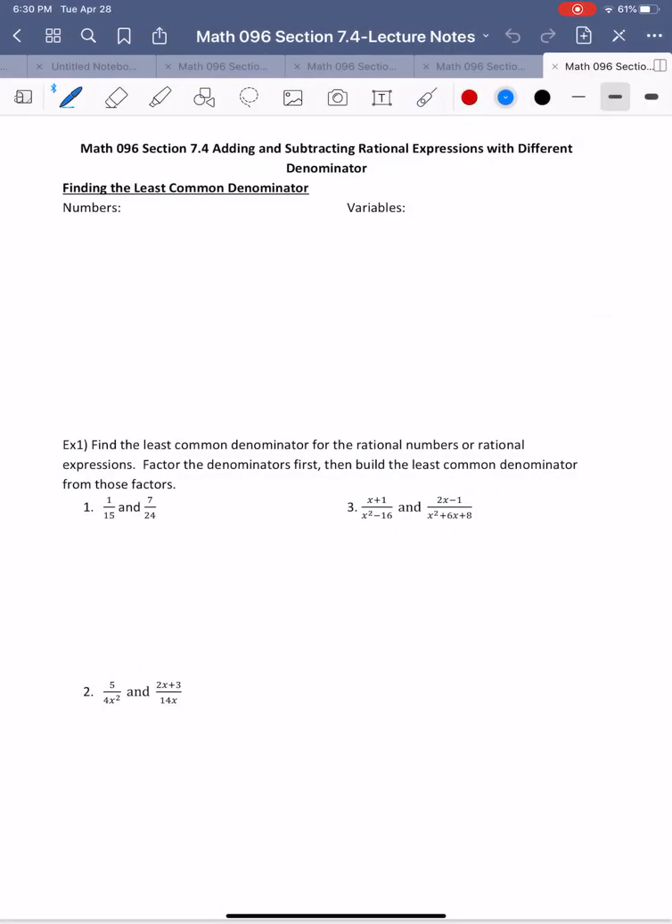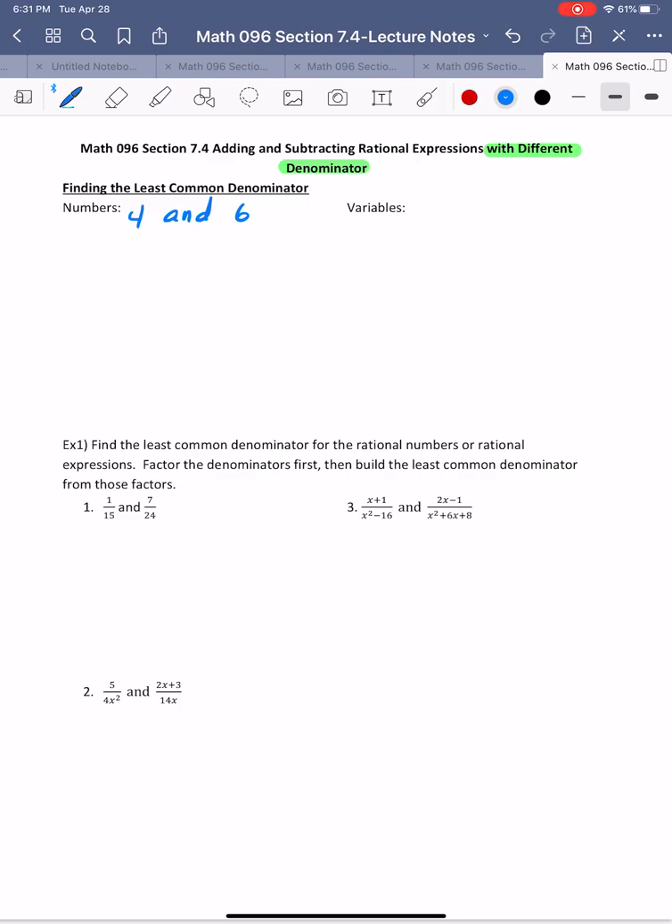Hello, this is section 7.4, adding and subtracting rational expressions with different denominators. When you have different denominators, we have to find the LCD. For example, say there's a 4 and a 6. In order to find that, you need to find the multiples of each number.